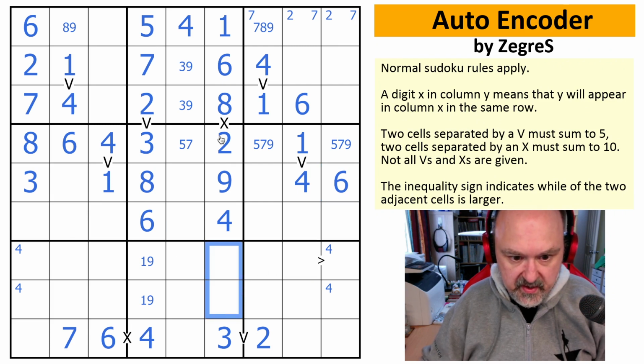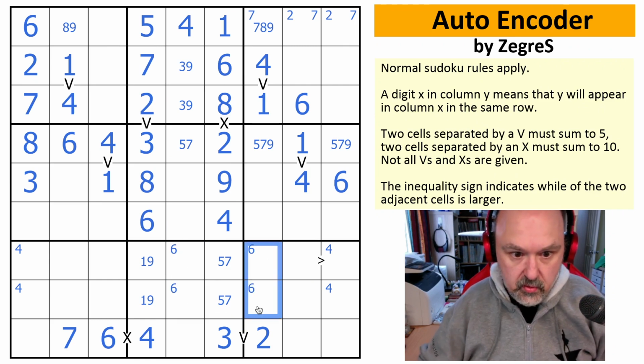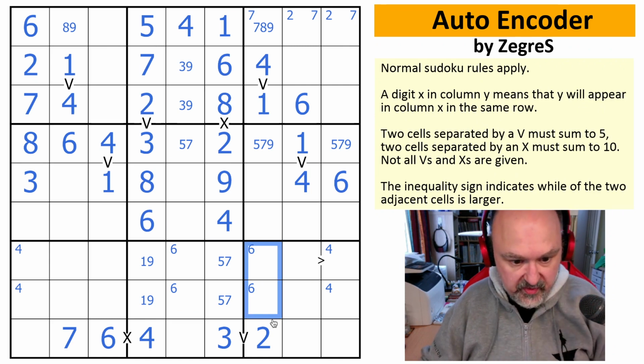This is now a known pair. 1, 2, 3, 4. We need a 5 and a 7. So this is column 6. So it means 6 must appear in either column 5 or column 7. And I don't see anything wrong with that.